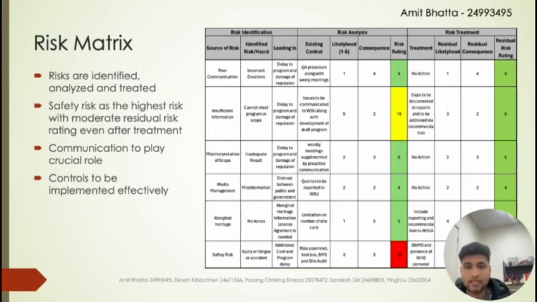There were some existing controls in place for these risks, and based on all the available information on likelihood and consequences, a risk rating was developed. Based on this risk rating, for those risks which are high or moderate, additional controls were put into place, and it was ensured that the residual risk rating was of an acceptable level.